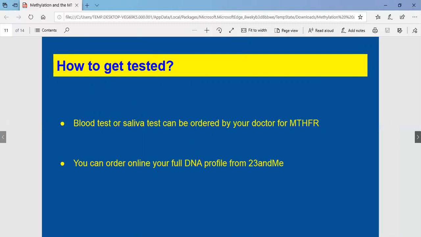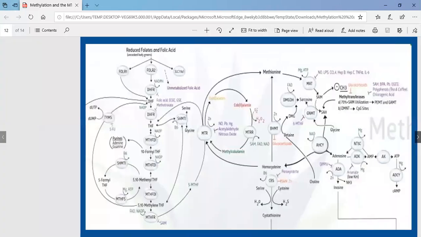So how do you get tested? You can do a blood test or you can do a saliva test. Quest, and I think LabCorp, I'm sure Quest does that. Or you can do a full DNA panel through 23andMe. I think Ancestry also does the DNA part of the test. So we use 23andMe a lot because we can download the raw data and figure out if you have the MTHFR or not. So that's how you get tested.